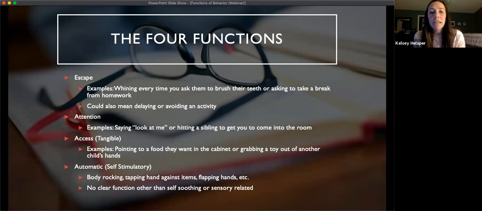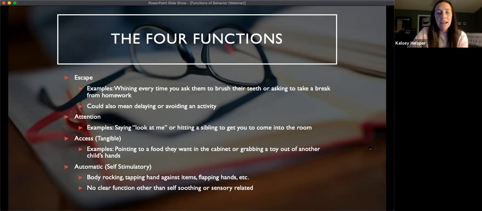But it could also mean just delaying or avoiding an activity. So, like one of you brought up the getting dressed, they're probably just trying to avoid that as long as they can, even though they know it's going to happen. But yeah, escape can be a very, very common function that we see. Attention is also another one. So, an appropriate way to get someone's attention could be saying, "Look at me." Another inappropriate way to get attention could be hitting a sibling to get you to come into the room.